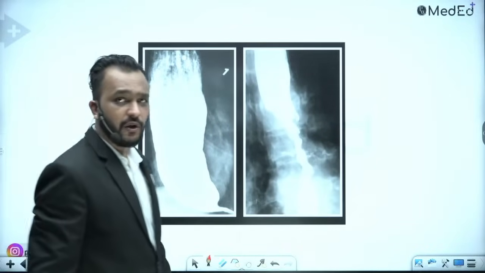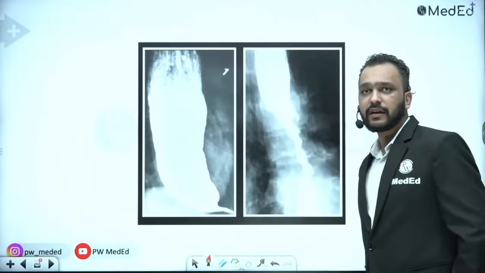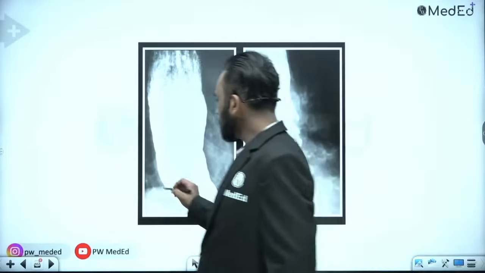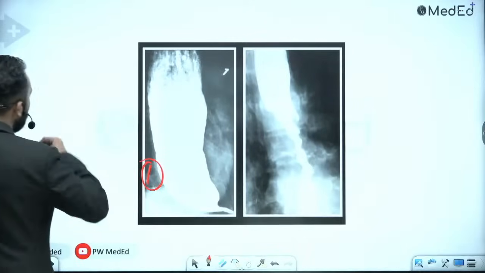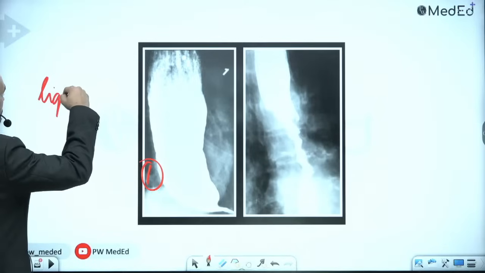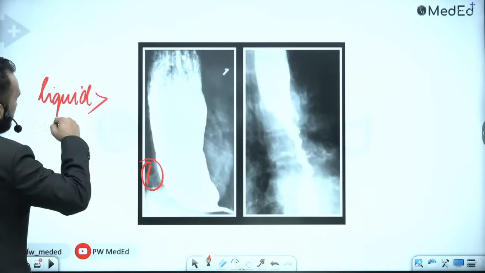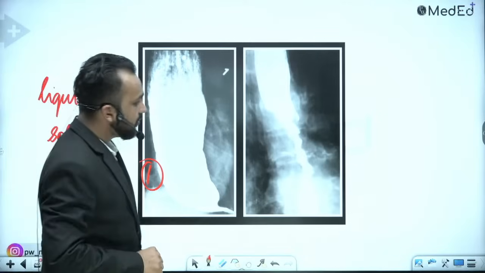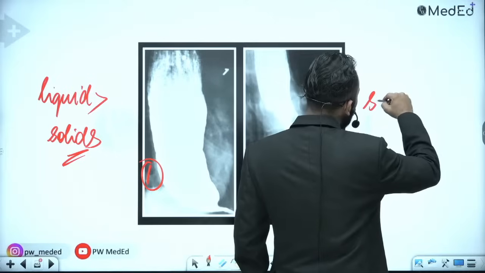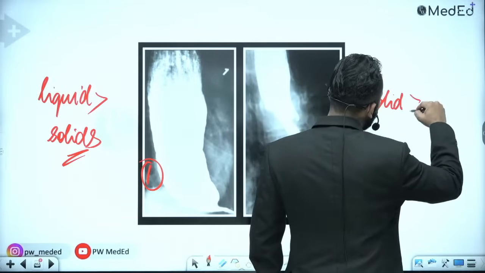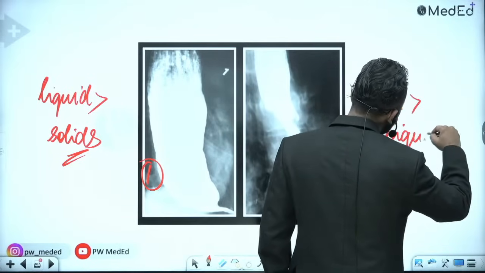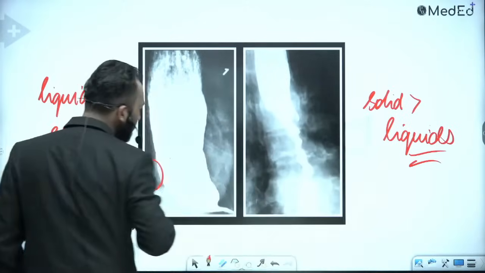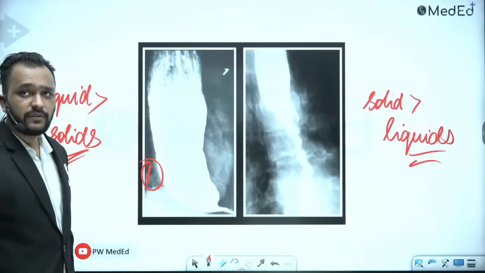So two barium swallow images are given. In the first case, the patient has dysphagia more to liquids than to solids. And in the second image there is dysphagia more to solids than to liquids. So can you make your diagnosis using the clinical history and using the appearance of the esophagus?